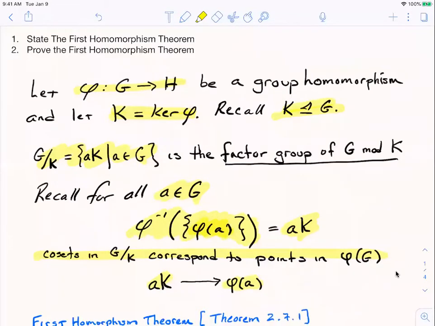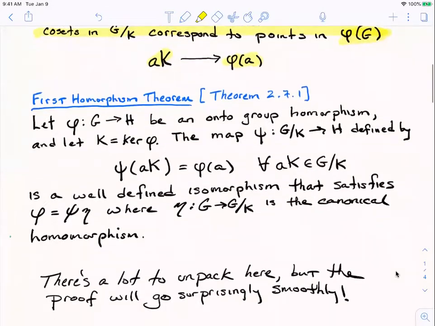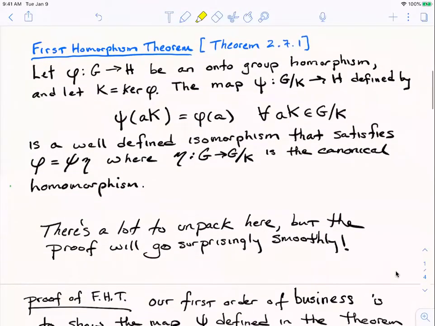So it hints at the theorem I want to try to state, that the set of cosets, this factor group, is in one-to-one correspondence with the image of G, another group. And well, when you have two groups that have a one-to-one correspondence between them, they have a chance of being isomorphic. And in fact, this first isomorphism theorem exactly says that they are. All right, so let's state this theorem.